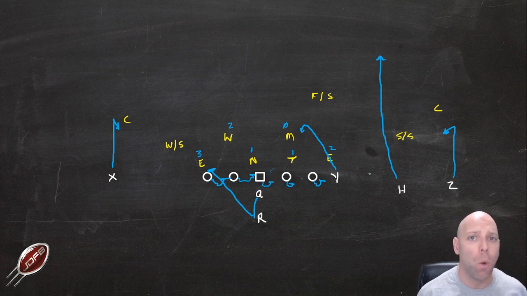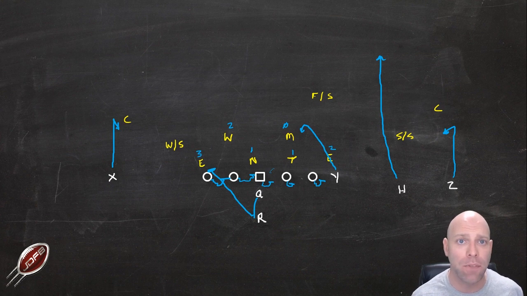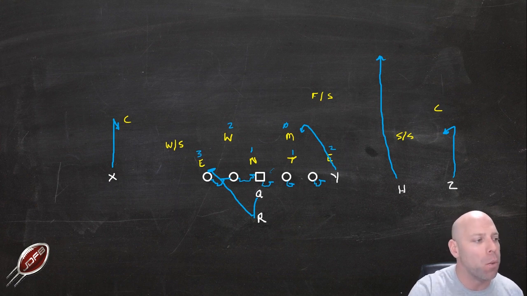Now, what we teach the Y is a 1-step read. So on a check release, he's going to step at the strong safety. If that strong safety is the nearest blitz threat, he's the number 3. He's going to step at him, and as long as that guy doesn't come right now, he's going to go ahead and release. We'll get him into a route quickly.